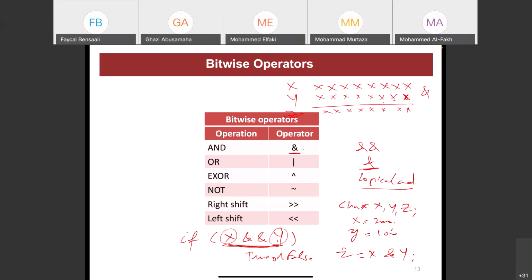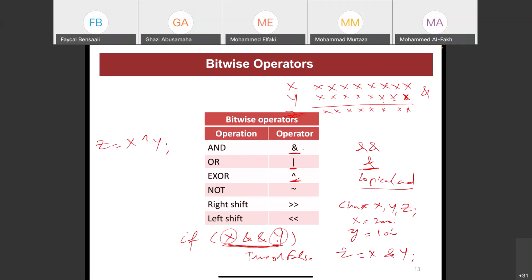Is this clear? We have the same for OR, and we use this operator, this bar, vertical bar. What else? We have the XOR. We use this caret, or I don't know how they call this symbol. So I can write Z is equal X ^ Y. So this is XOR. We have the NOT as well, the tilde.